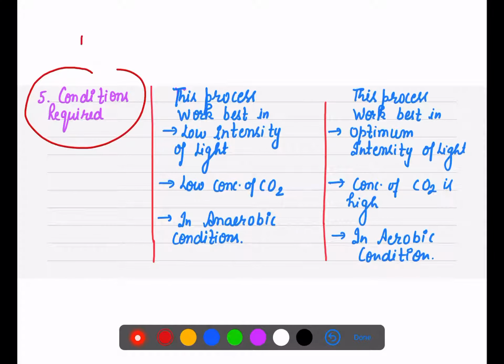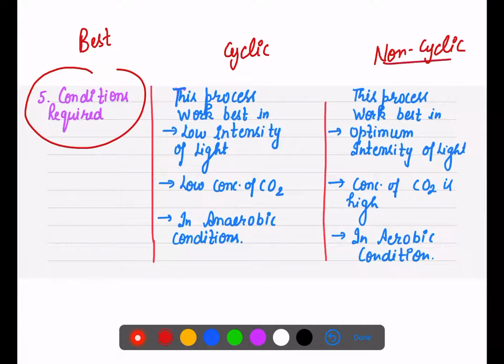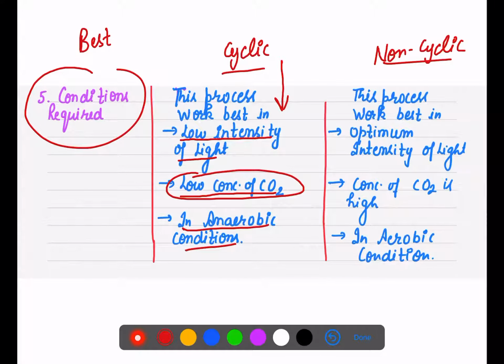Conditions: the best conditions for cyclic, I'm talking about when they give their best result. The process of cyclic photophosphorylation works best in low intensity of light. Concentration of CO2 needs to be low, and in anaerobic condition it gives its maximum result. Means it requires low intensity of light as well as low concentration of carbon dioxide.